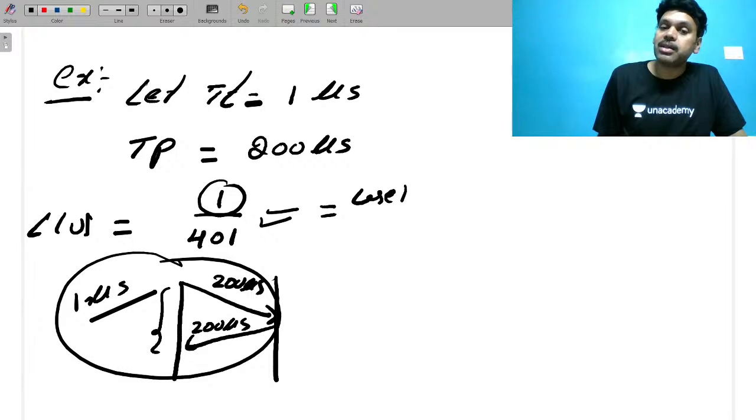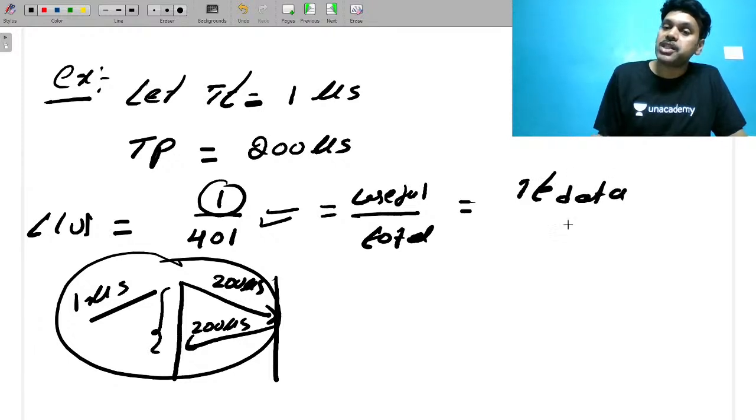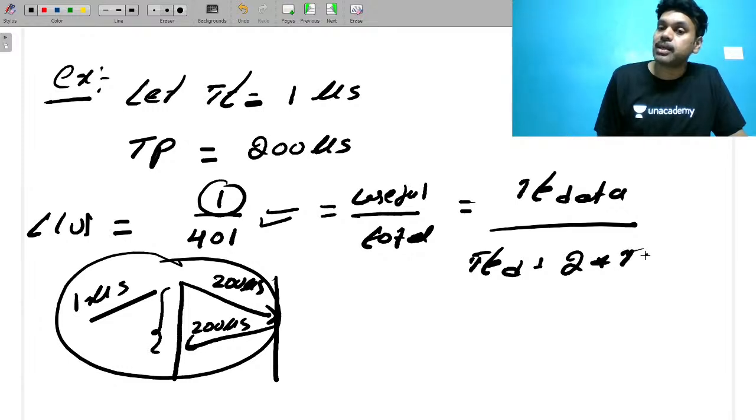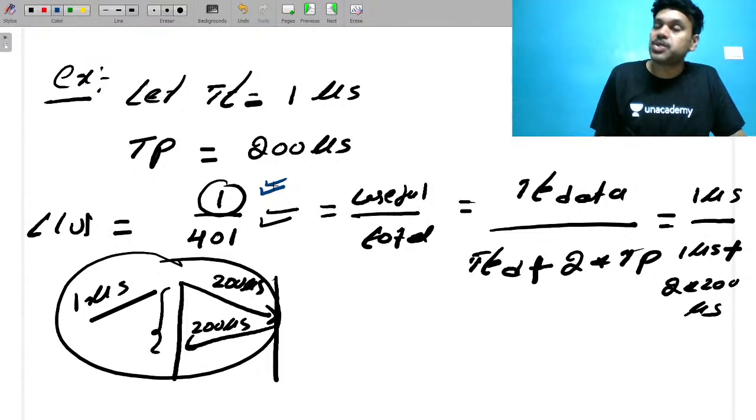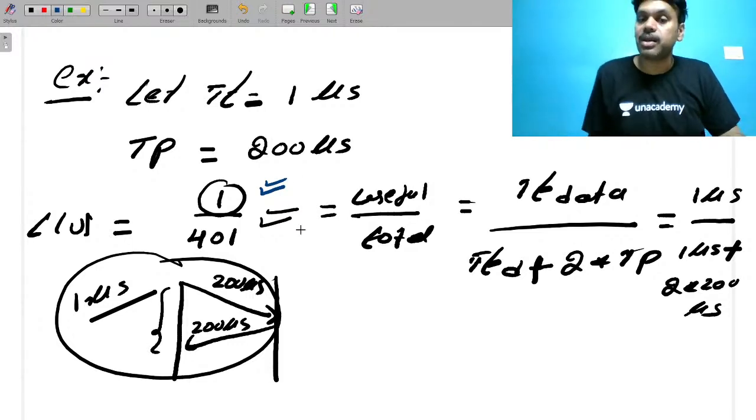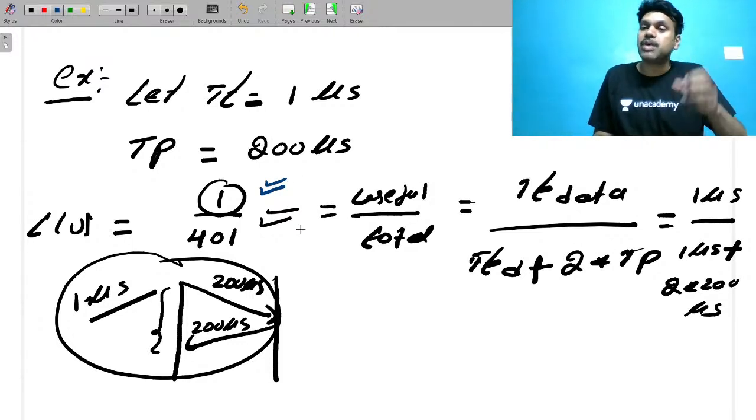How did you write it? Useful divided by total. What is your useful? Your useful is TT for data only. What is your total? Your total is TT for data plus 2 into TP. Please observe carefully. TT is 1 microsecond divided by TT, also 1 microsecond, plus 2 into 200 microseconds. That's why we have written 1 by 401. So here 1 unit is useful time and 400 units are your waiting time. I'm talking irrespective of the stop and wait protocol.